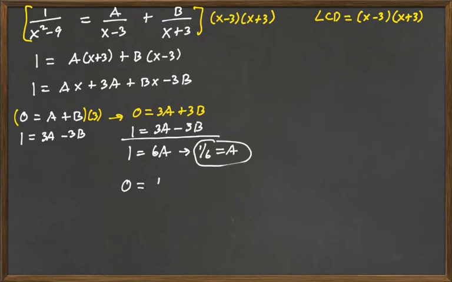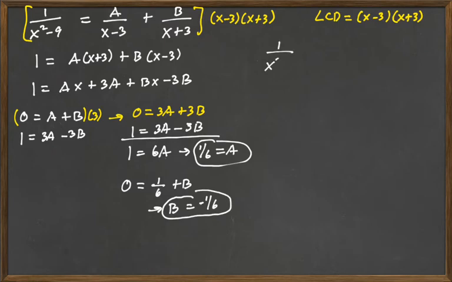Now, we can use either one of the equations that we have there. 0 equals a plus b, 1 equals 3a minus 3b. And I'm going to use the 0 is equal to a plus b, and a is 1/6. So 0 is equal to 1/6 plus b. And so that would tell us that b is equal to negative 1/6.